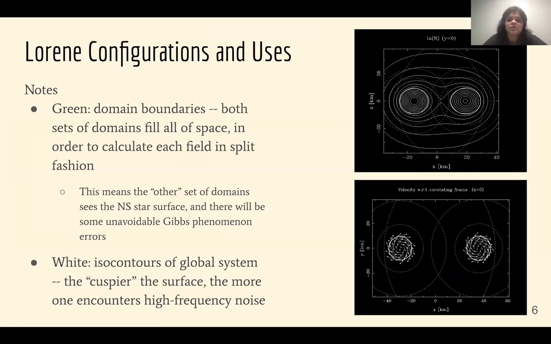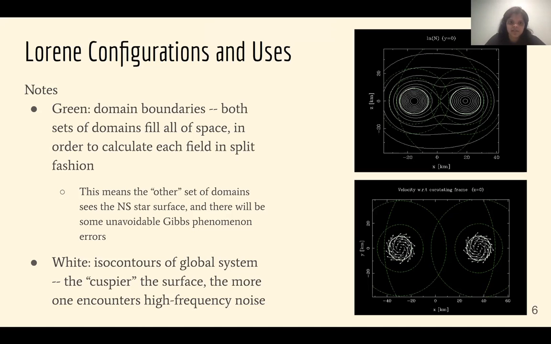Okay, so once you finish running both the routines, you can use Lorene to plot what your initial data configuration should look like. For example, in the top image, you can see that we have plotted the log of lapse, which is the gravitational potential for both the stars. And the green lines are the domain boundaries.